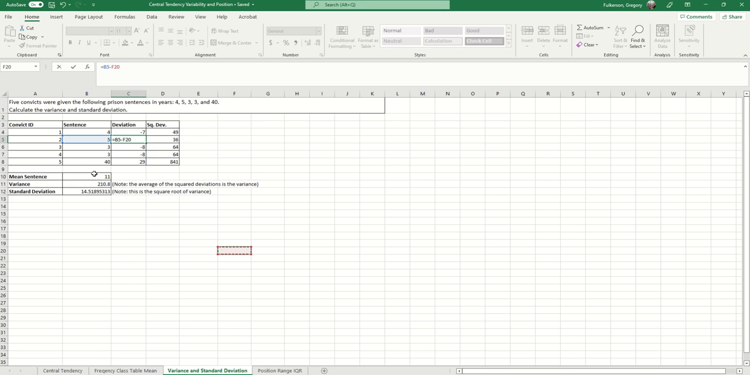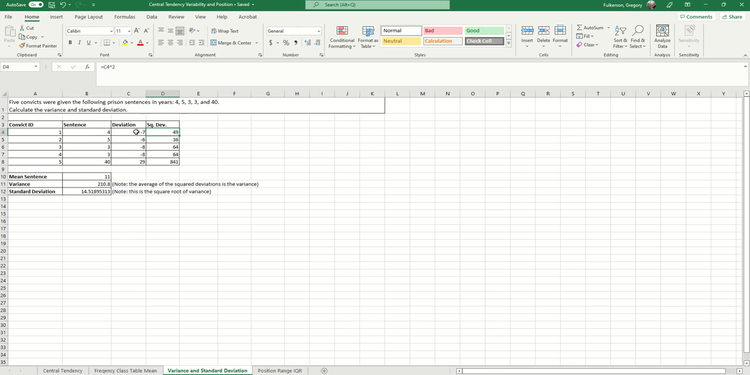All right. So I'm going to go ahead and just update all of these to have the cell reference instead of the value. There we go. So those formulas now only have cell references. So these are the deviations, so how each sentence deviates from the mean. So prisoner 1 is 7 years less than the mean. Prisoner 2 is 6 years less than the mean, so on. Prisoner 5 is 29 years more than the mean.